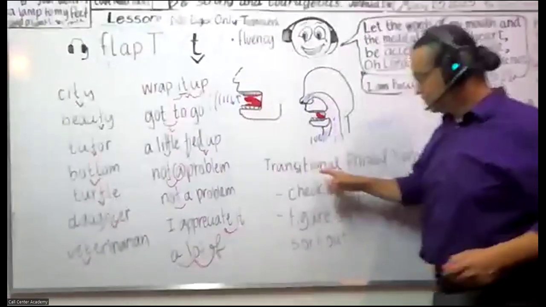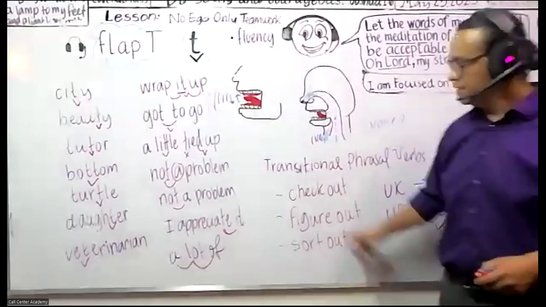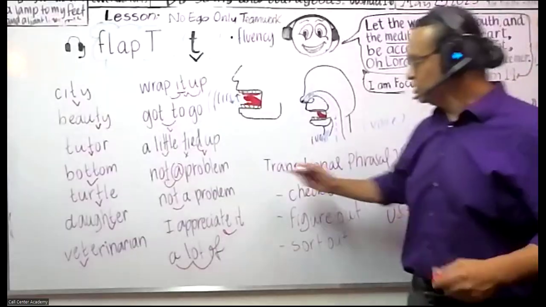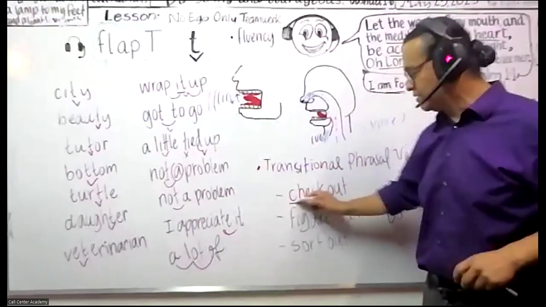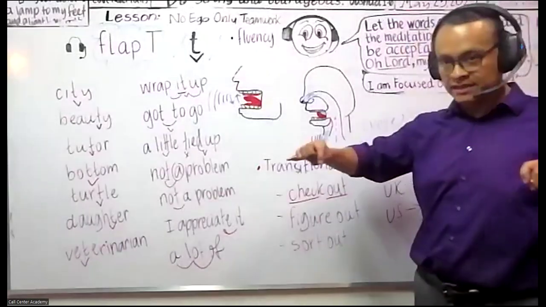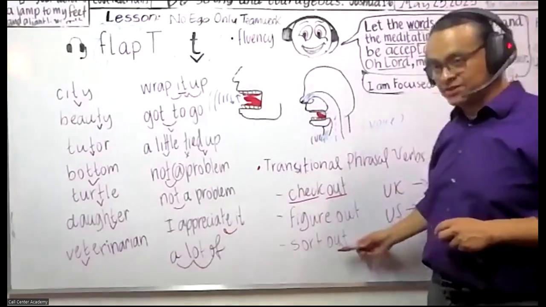And thirdly, we need the flap T for phrasal verbs. When it comes to transitive phrasal verbs, these are phrasal verbs that can be separated from their verb and their particle part. They can be separated. For example, check out, figure out, and sort out.